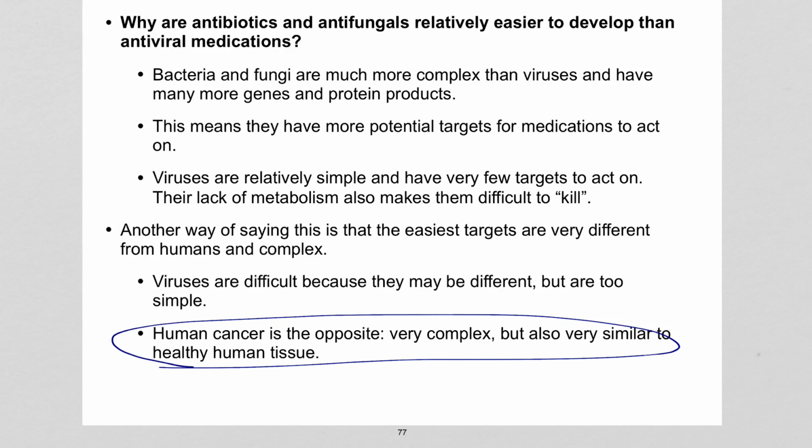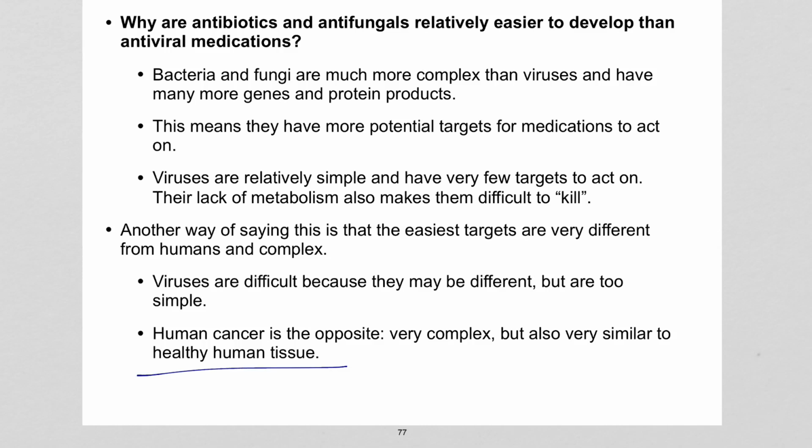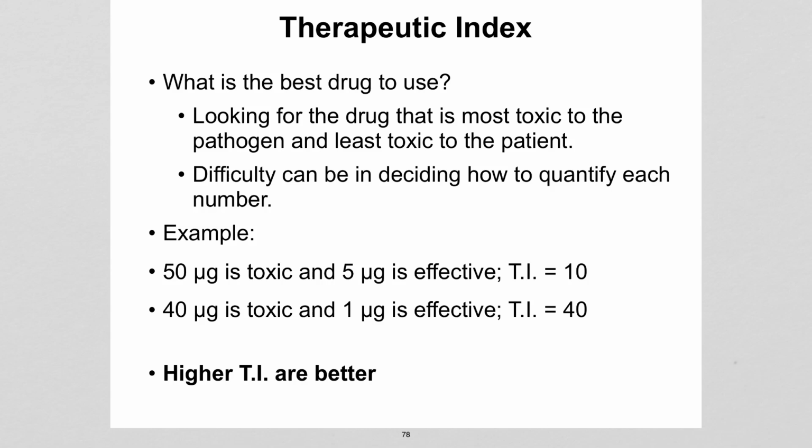Cancer is very complex, right? It's easy to find drugs that will kill cancer cells. The problem is they're so incredibly similar to healthy human tissue that it's difficult to find a drug that will kill the cancer but won't kill the rest of the patient's cells. And so you've got these two variables that you're weighing. It's easier to kill complicated things, but you also need them to be very, very different from humans. Bacteria occupy that sweet spot where they're complicated enough to be easy to kill, but they're different enough from humans that you don't have to worry about crossover effect as much.